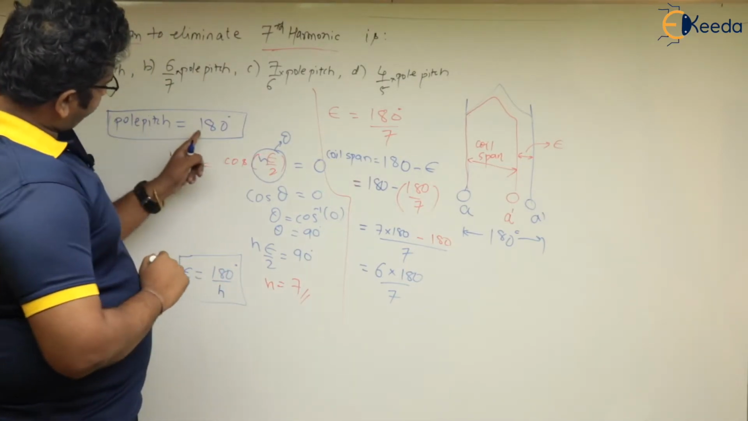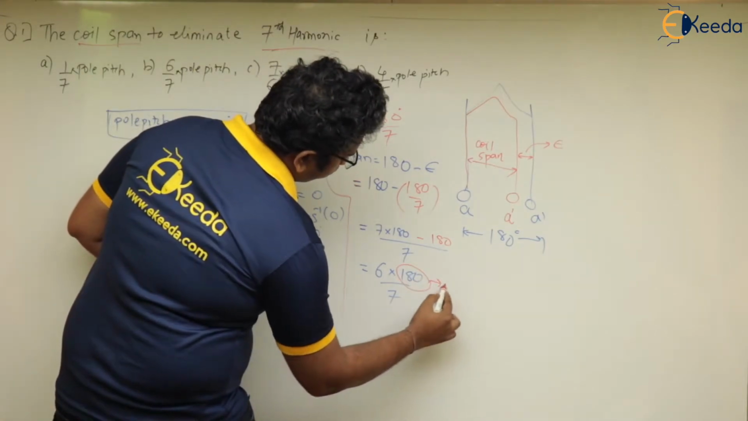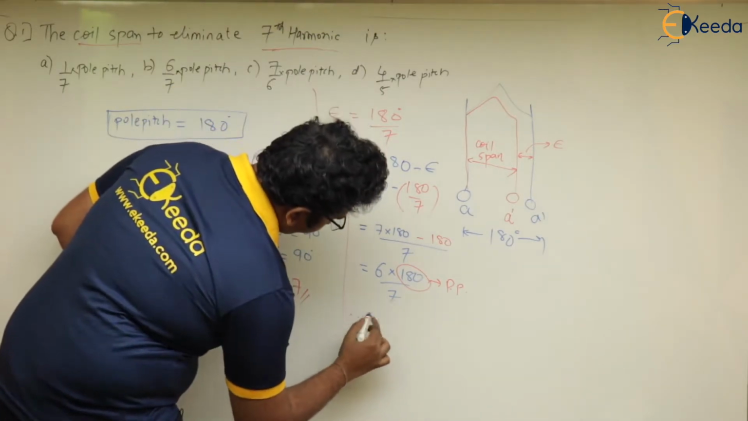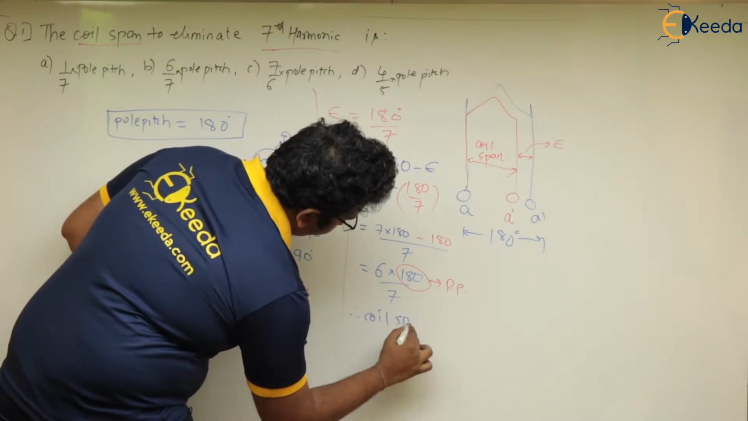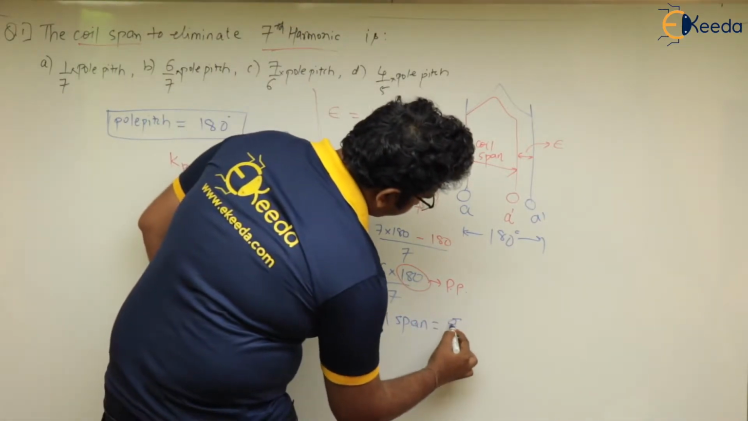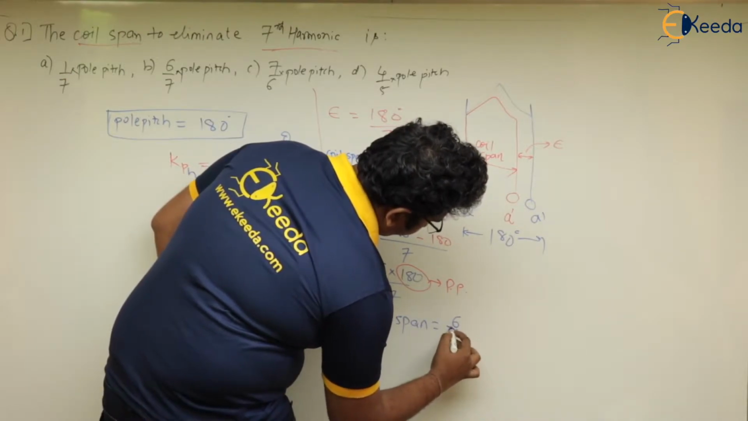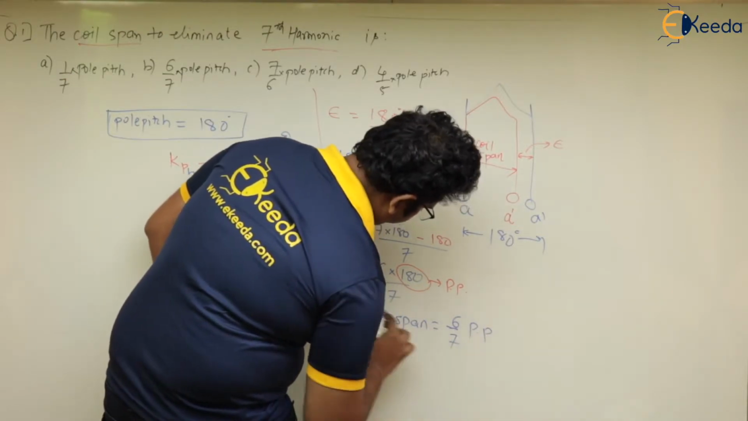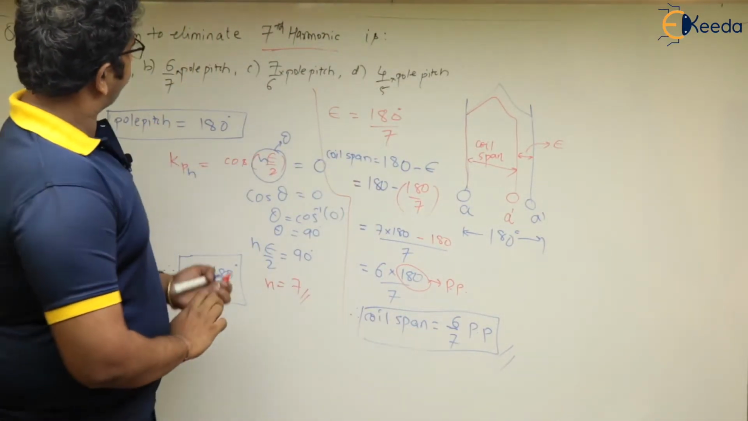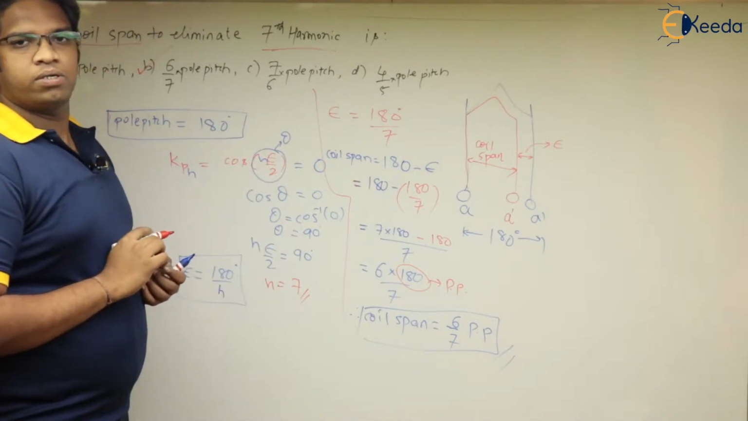What is pole pitch? Pole pitch is 180 degrees. So I can replace this 180 degrees by pole pitch. Therefore, the coil span is going to be equal to 6 by 7 times pole pitch. Is it right? Yes, it is going to be 6 by 7 times pole pitch. So this is going to be the answer.